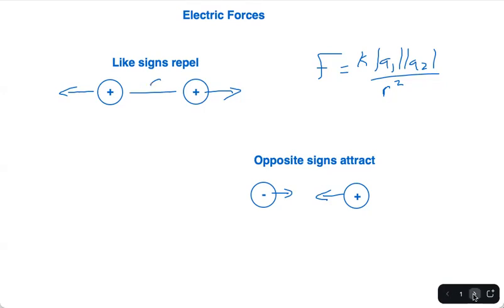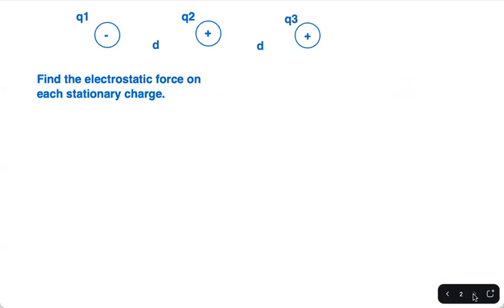So in terms of one dimension, a common question could be something along the lines of, go ahead and rank the following three, or find the electric force on each of these stationary charges. So we have charge 1, charge 2, and charge 3, each a distance d of separation. Looking at charge 1, we're going to talk about the force from charge 2 and the force from charge 3.